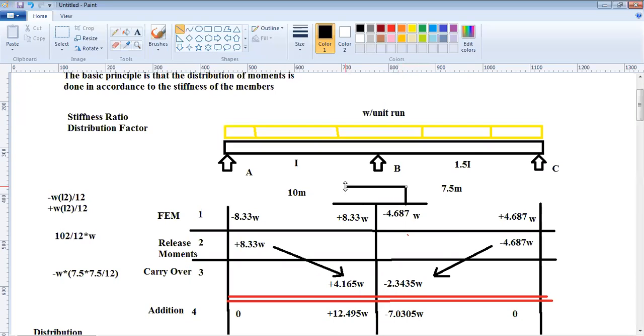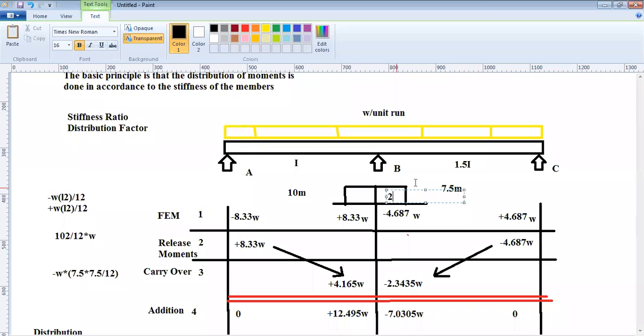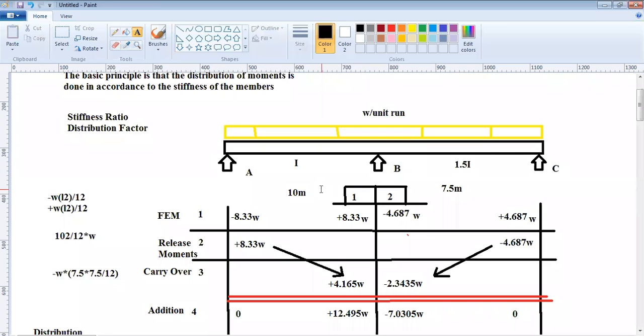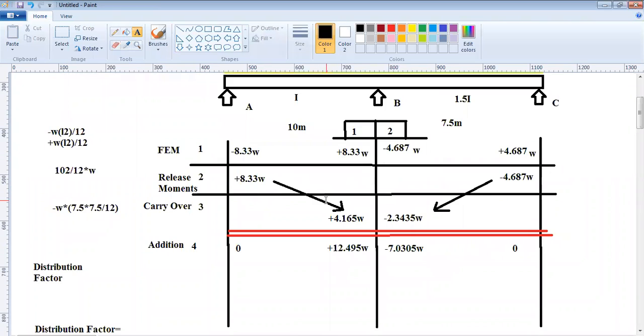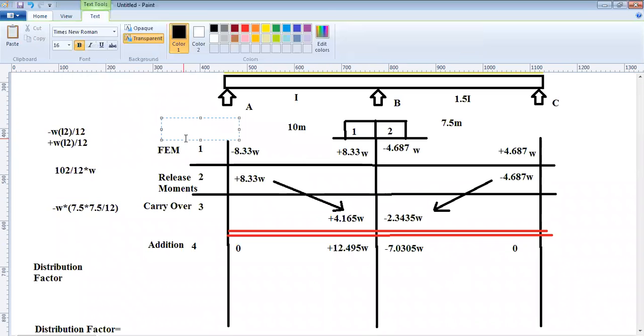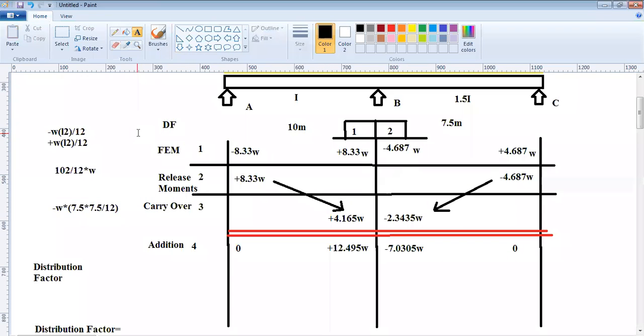On this end, I'll put down the distribution factor somewhere here. This has got 2 on this side, and this is 1 on this side, because it's 1:2, 1 for AB and 2 times that for BC. That's how we calculate the distribution factor. So these are the distribution factors at the top, which I'm mentioning at the top of this table.